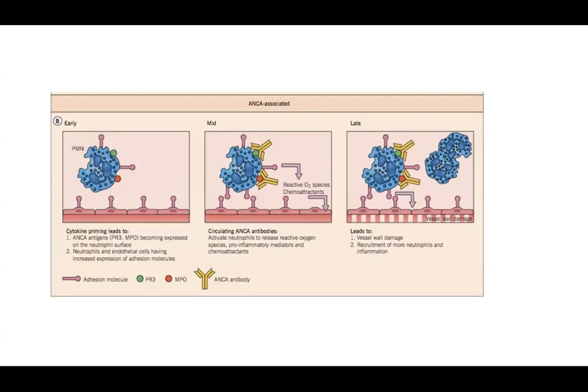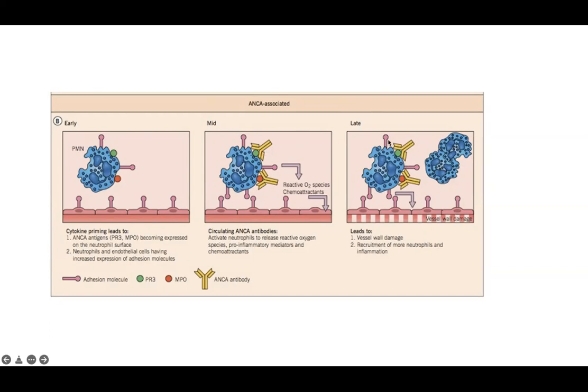So here you have expression of, in the green circle, it would represent PR3. That's an antigen on the surface. Or MPO, the red circle, represents an antigen on the surface of a neutrophil. These kind of purplish protrusions here are adhesion molecules. So what happens is the ANCA-mediated antibodies bind to those antigens on the neutrophil. This creates an activation state, leading to production of reactive oxygen species and chemoattractants. This allows the neutrophil to directly recruit more neutrophils and directly lead to vessel wall destruction.